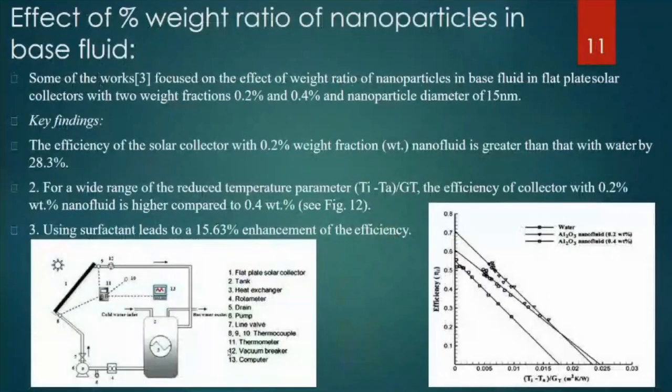Now the effect of percentage weight ratio of nanoparticles in the base fluid. Some work focused on the effect of weight ratio of nanoparticles in base fluids in a flat plate solar collector, with two weight fractions, 0.2 and 0.4, and a nanoparticle diameter of 15 nanometer. These are the key points. The efficiency of the solar collector with 0.2% weight fraction is 28.3%. You can see that water has the lowest efficiency. After that, aluminium oxide with 0.2% weight is higher as compared to 0.4. So these are the effects.